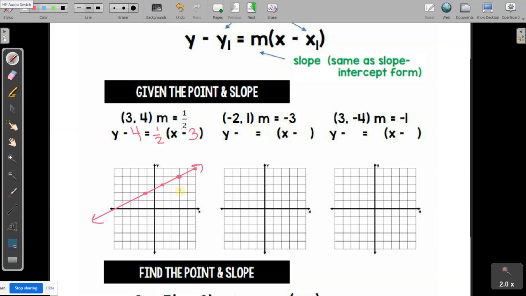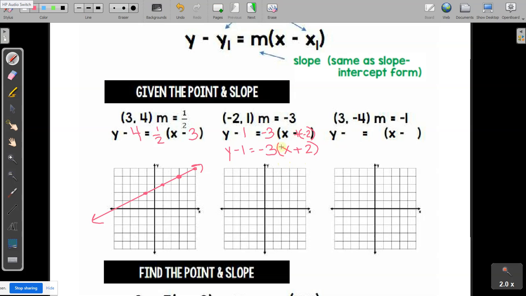Okay, let's do the next problem. We have a point -2, 1, and we have a slope of -3. Substitute it in. Y minus y1, which is 1, equals -3 times x minus x1, which is -2. We have to simplify this. We have a minus, a negative. That becomes a positive. So we're going to have y minus 1 equals -3 times x plus 2.